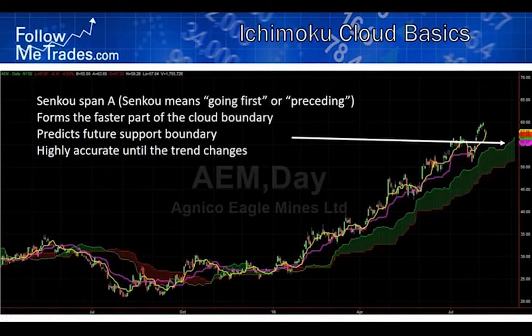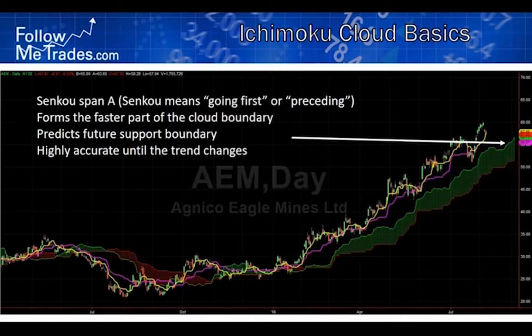So there's another line I'm pointing to here. It's the green line, which is at the top of the cloud, and that's called the Senkou Span A line. Senkou means going first or preceding. In Japan, when they talk about the person who's first up in the batting order on a baseball team, that person is the Senkou. Okay.